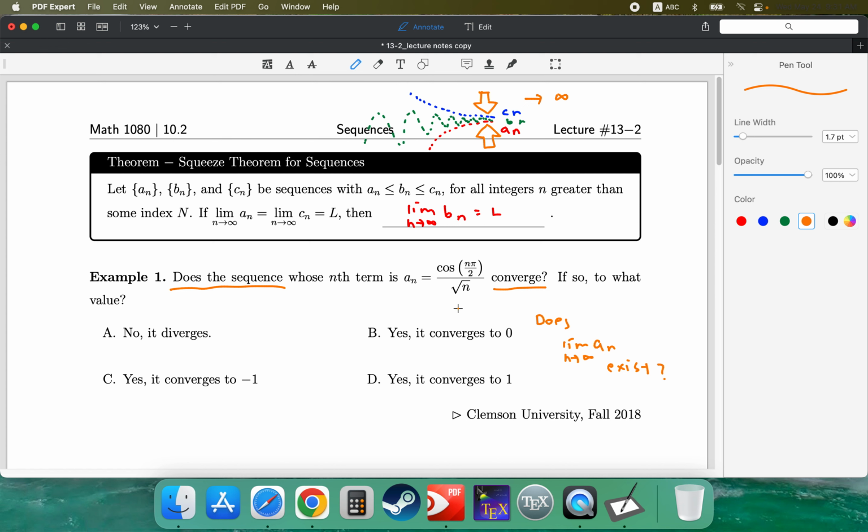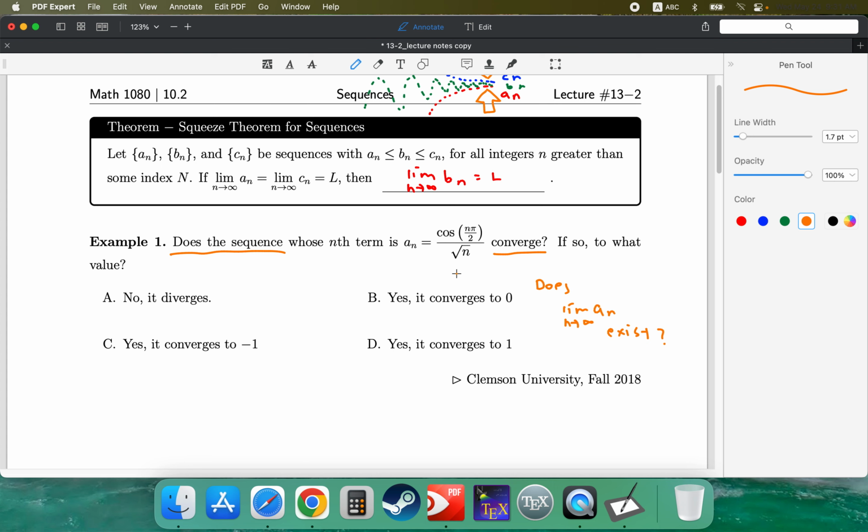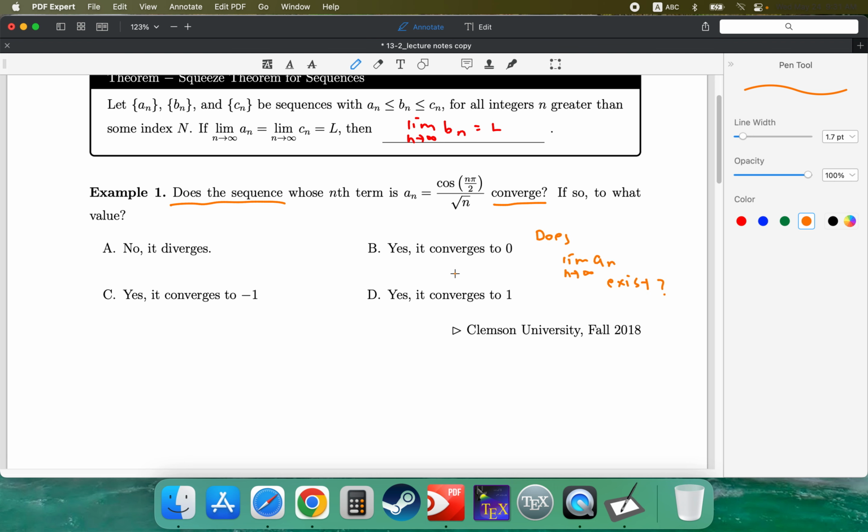Now, in the previous lecture, we have some techniques, right? We say that we can divide both top and bottom by the leading term in the denominator. We say that we can use L'Hopital's rule, and we say that we can use growth rate. But it seems right here those methods won't work. So let's take a look at how we solve this problem.